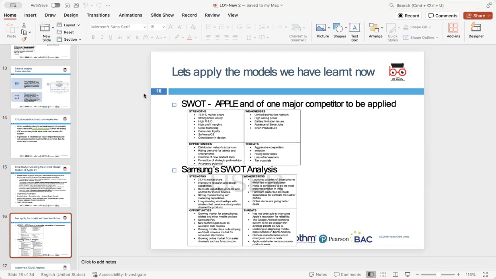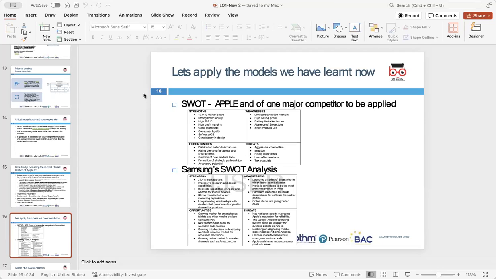So Steve Jobs, basically, the company's leadership is perceived as less visionary without Steve Jobs. Short product life cycles. Then, if we talk about opportunities: expansion of distribution network, rising demand for smartphones and tablets, creation of new product lines, formation of strategic partnerships.